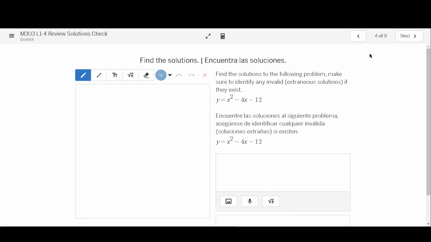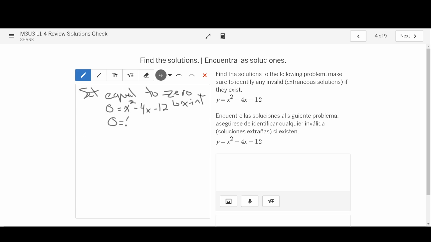Similar idea for the next part. For this one, however, it's a little bit easier because when we go to find our solutions, all we have to do is set it equal to 0. And the reason why we're doing this is because we're looking for those x-intercepts. So we say 0 equals x squared minus 4x minus 12. Again, these are still called our x-intercepts.